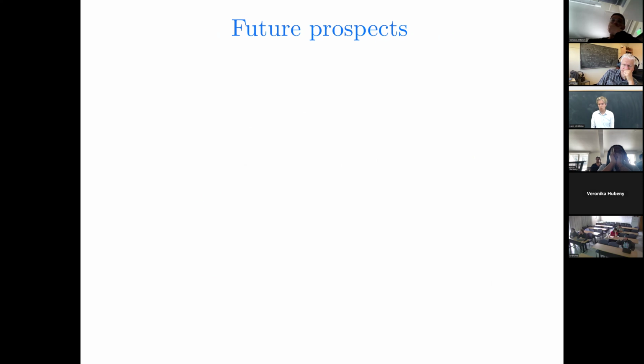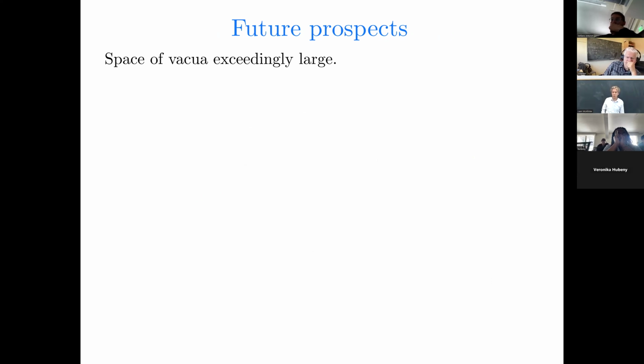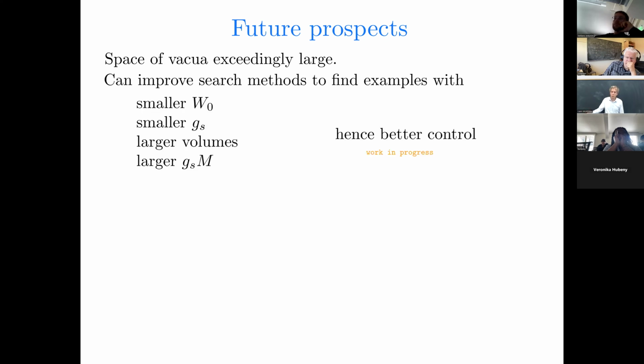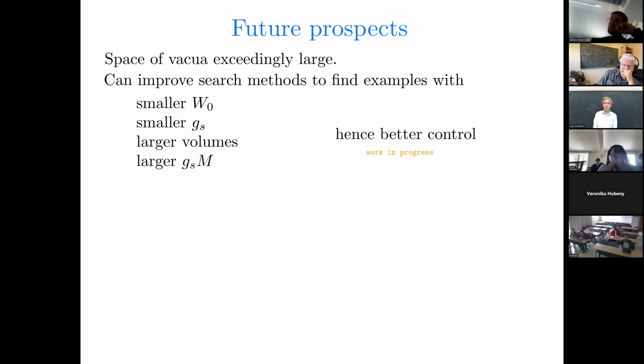So where can this go? How can one do better? Well, the space of vacua is extremely large, and this was, after all, our first paper on trying to find de Sitter vacua in this space. We're working energetically on it now. One can improve the search methods by a great deal to find examples that have all the control parameters better. Smaller superpotential, smaller string coupling, less curvature, larger G string.